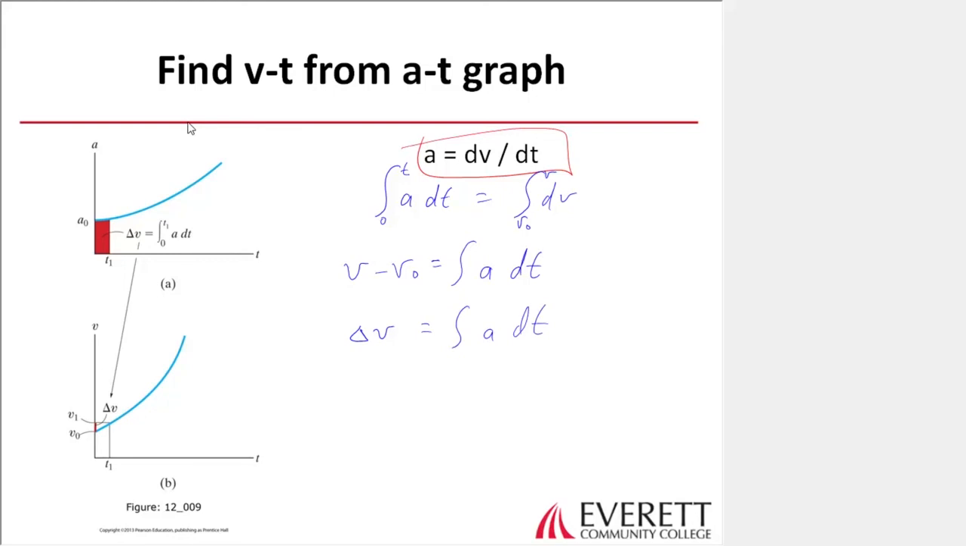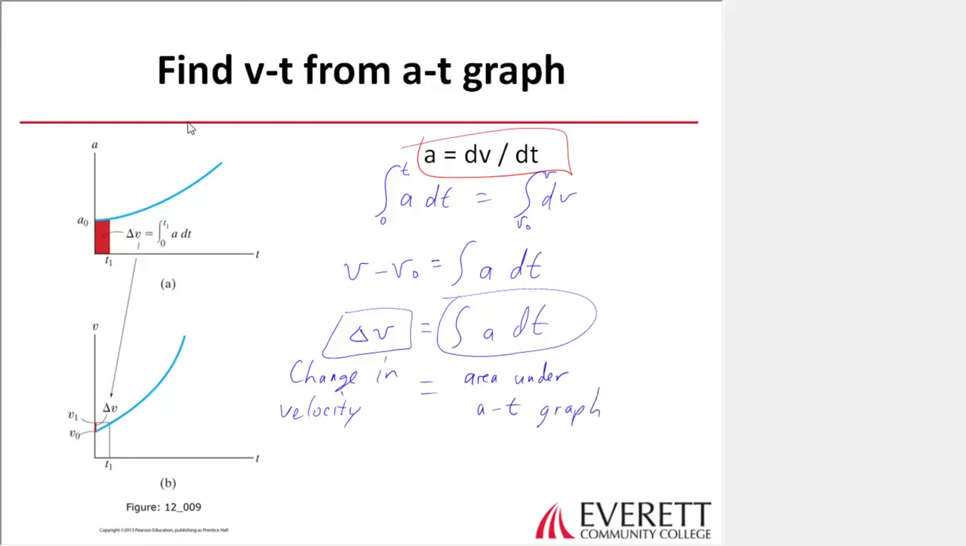Writing that in words, the change in velocity is going to be equal to, what is this graphically? What's an integral graphically? Very good, the area under the curve. Change in velocity is equal to the area under the acceleration curve.